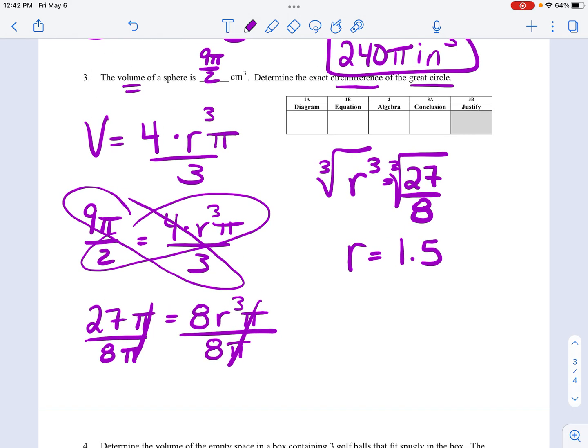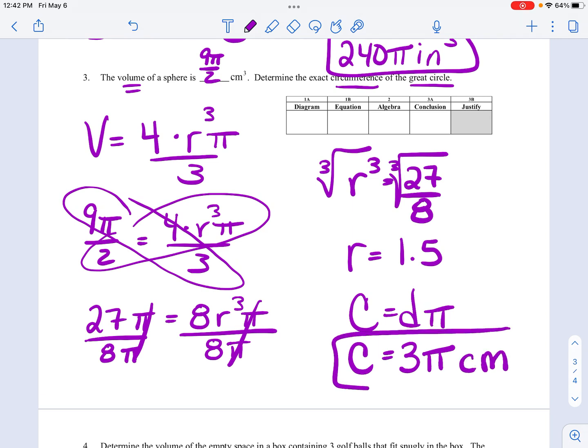All right, now I'm going to go answer the question. They want the circumference of the great circle. Well, the great circle is just a circle, so I need my diameter. Therefore, if my radius is 1.5, my diameter is 3, so 3 pi centimeters. That would be the circumference of my great circle.